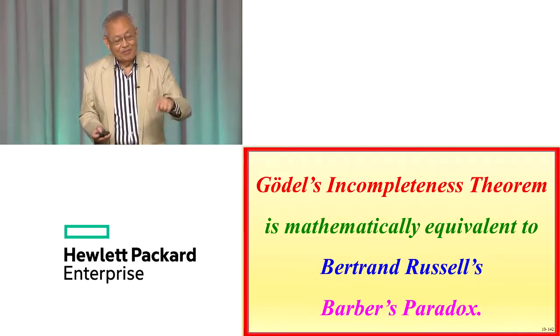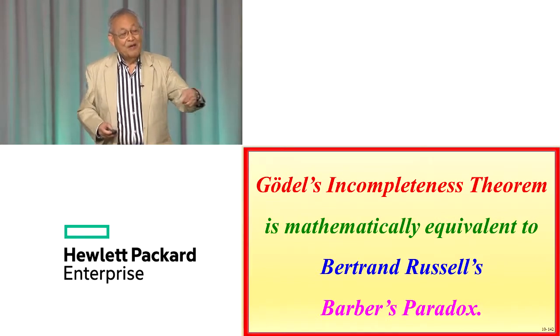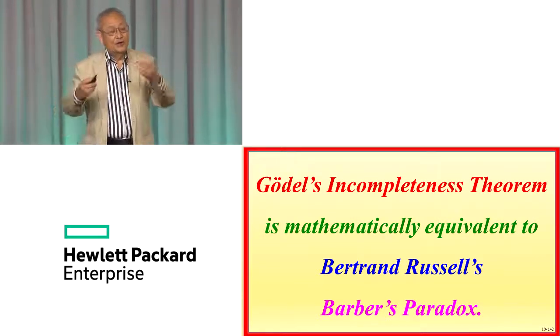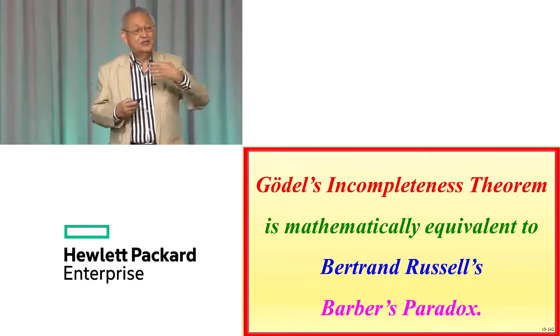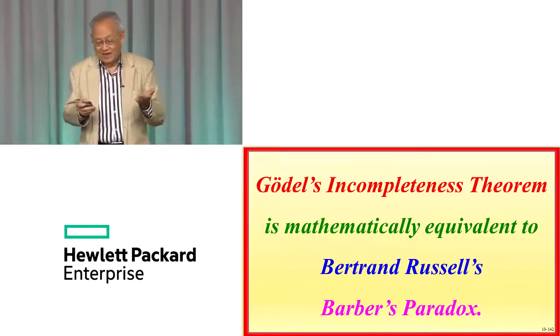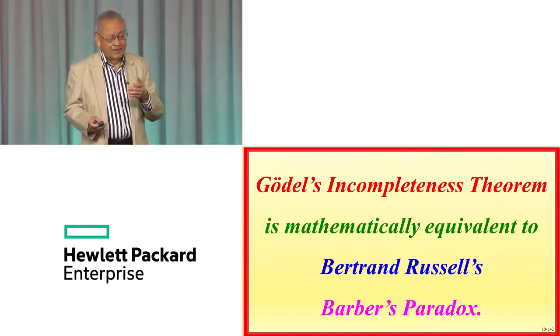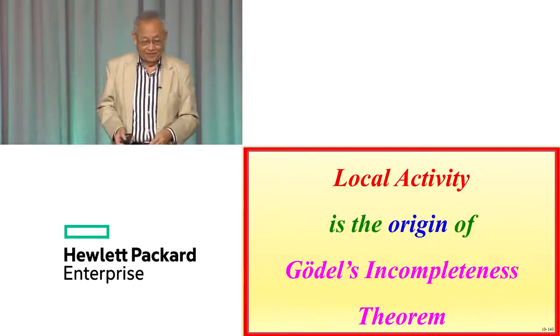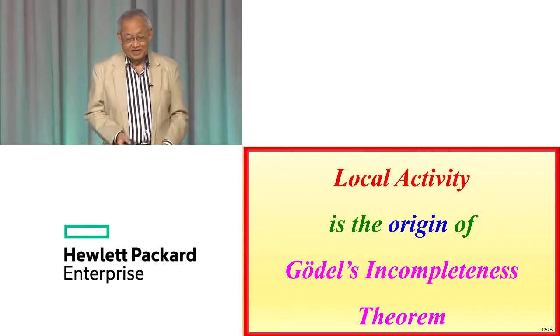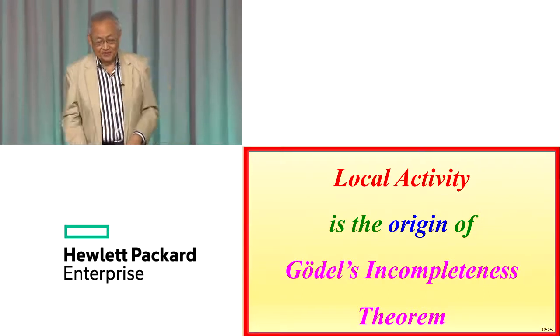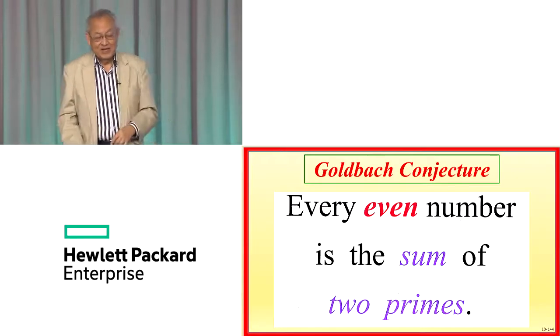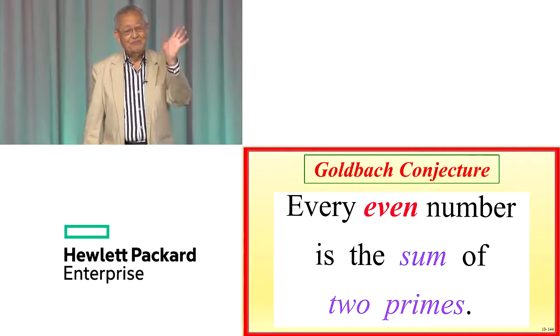And given that the Barber's paradox is connected to local activity, I'm tempted to say that Gödel's incompleteness theorem can someday be understood better by realizing that this is another interpretation of local activity. So local activity is the origin of Gödel's incompleteness theorem, just my own conjecture. This is not a theorem.